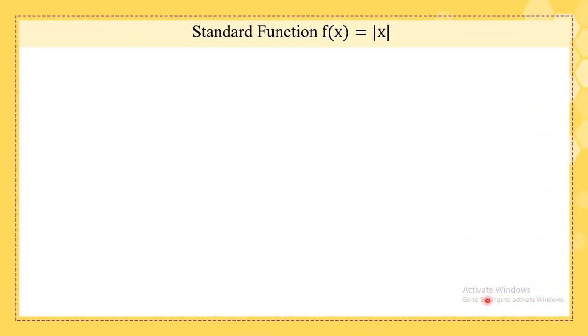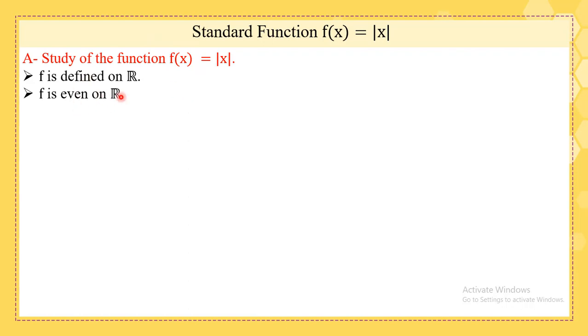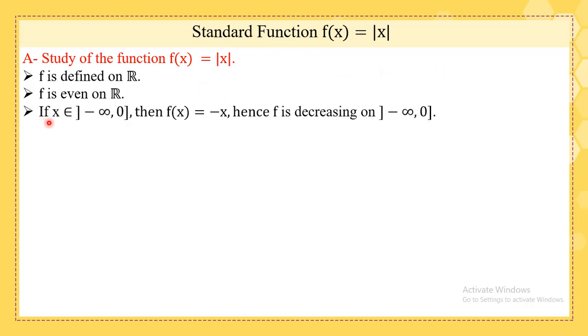Now, the standard functions. Let's start with the function f of x equals the absolute value of x. First, the domain of definition of this function is R. f is even on R since the absolute value of minus x is equal to the absolute value of x. If x belongs to minus infinity, 0, then the absolute value of x is minus x. Hence, f is decreasing on minus infinity, 0. Why? Because of minus x, the slope is minus 1.